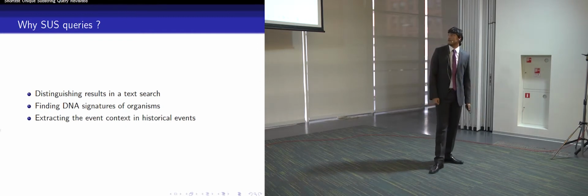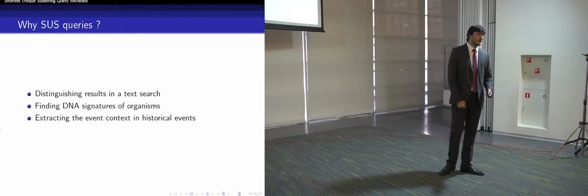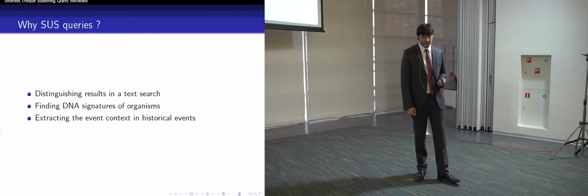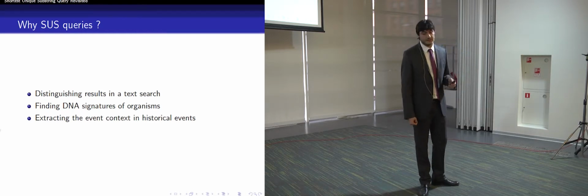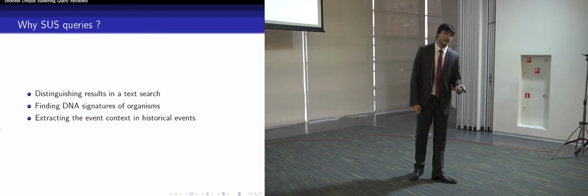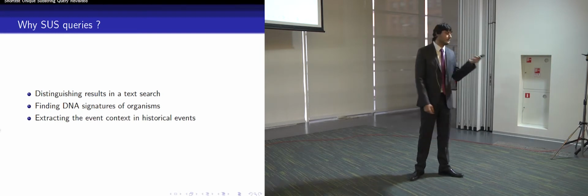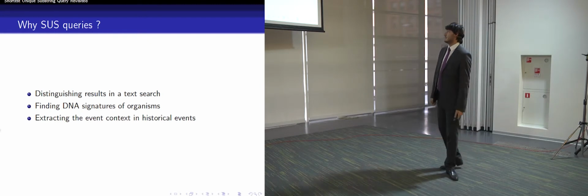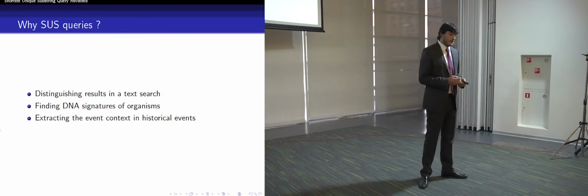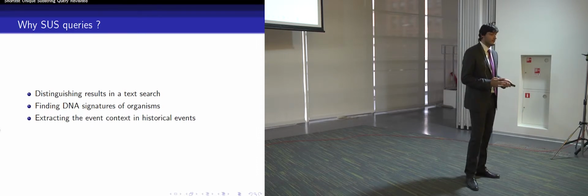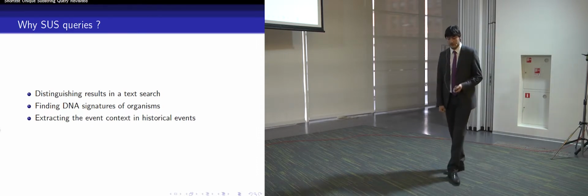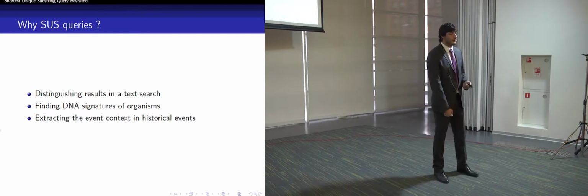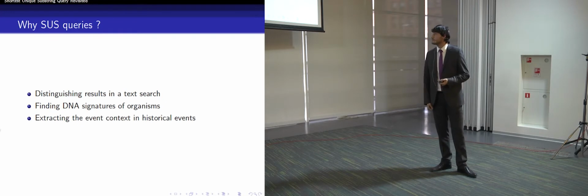Also, we can find DNA signatures of organisms. DNA signatures are the portions of the DNA where one organism of the species is distinguished from the other one, like what differentiates me and everybody else in this room. Also, extracting the event context in historical events. For a series of similar historical events, we can extract what makes a particular event unique and different from the other events in history.